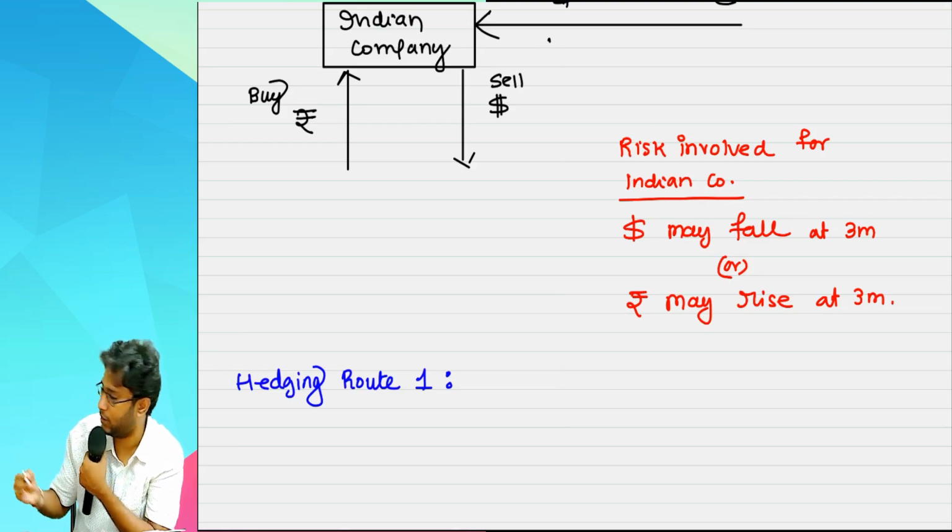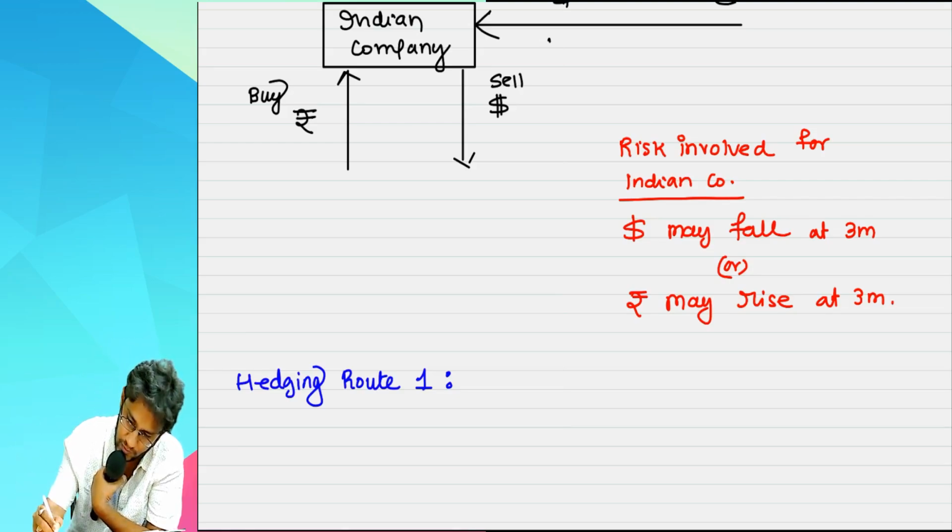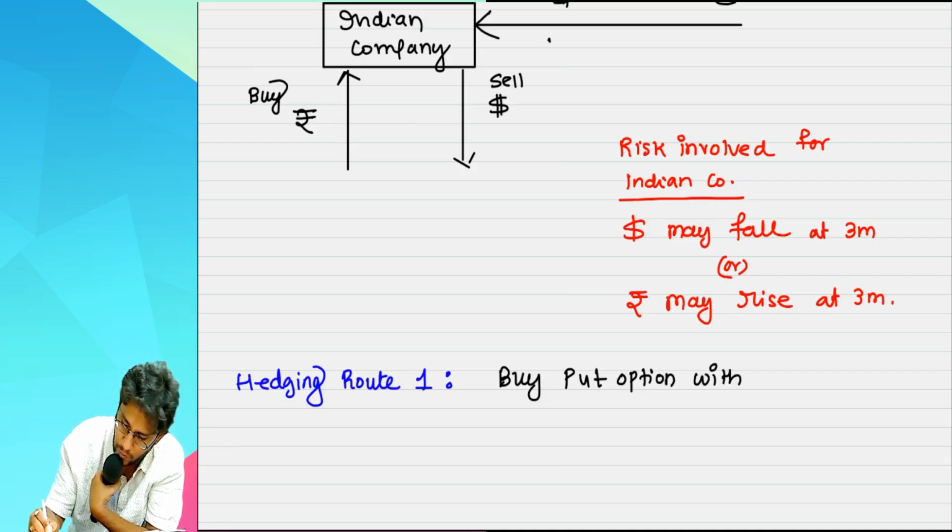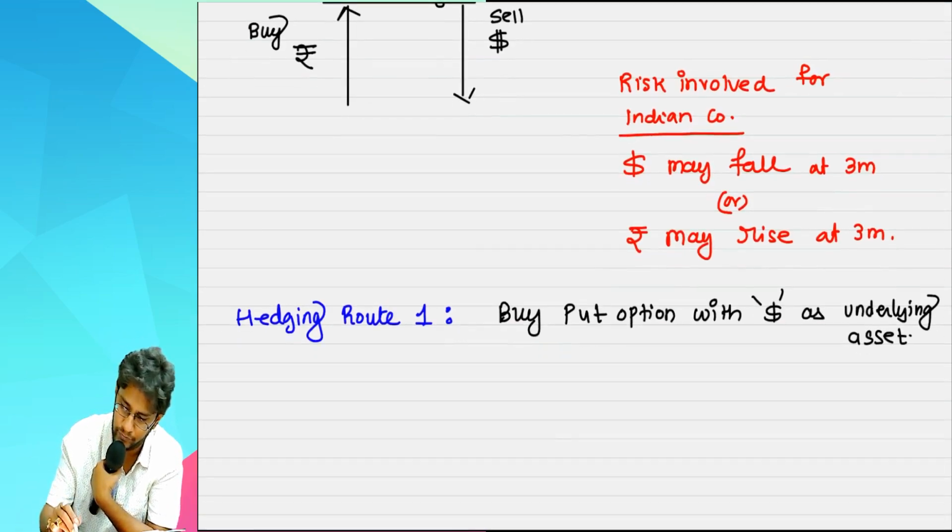So hedging route 1 is: buy put option with dollar as underlying asset. This is one route.